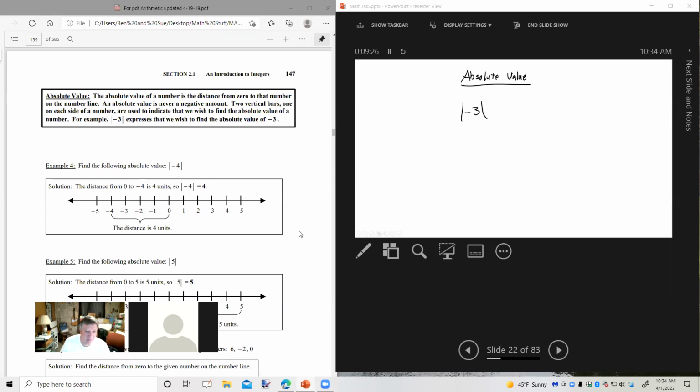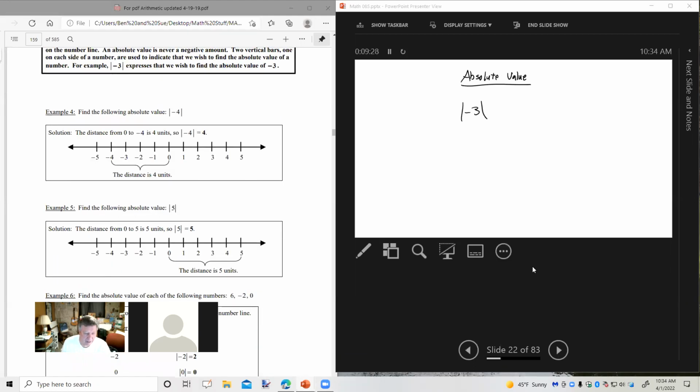Now, let's take a look at example 4 over here. It says, find the following absolute value. Well, if we have a number line, 0, -1, -2, -3, -4, and we want to know the absolute value of -4, what we're asking is, what is the distance from -4 to 0? So the distance, or the absolute value, would be 4, a positive answer. Any questions about example 4 over here on the left?